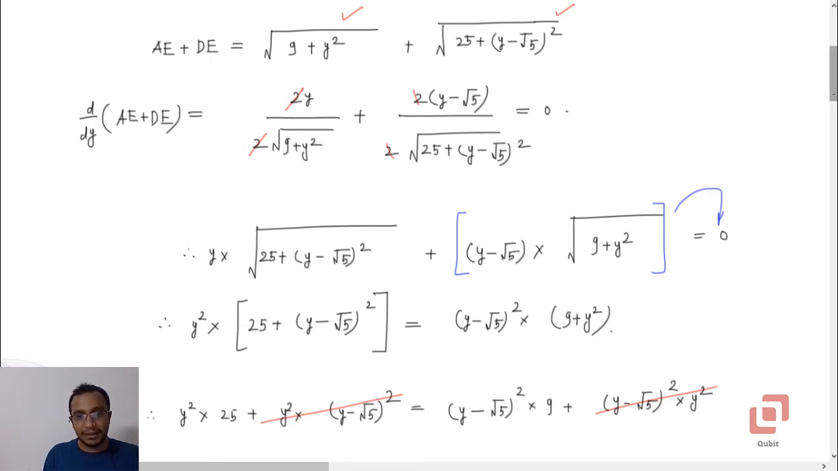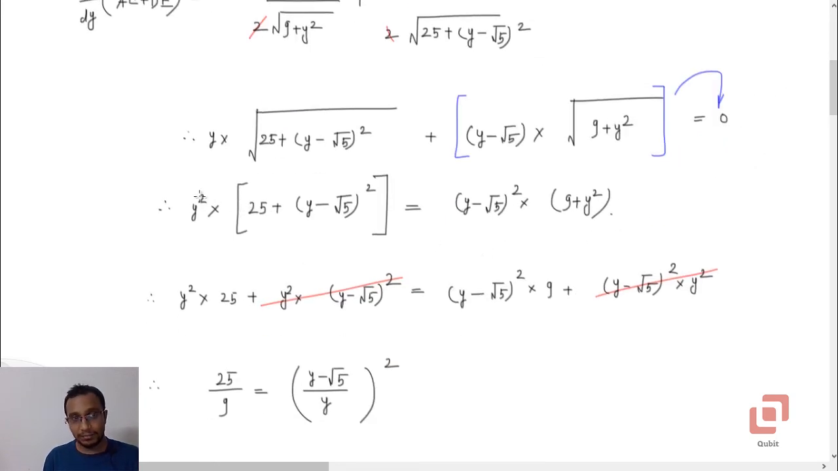Now open the brackets and cancel the terms y squared into (y minus root 5) squared, and the same thing will be there on the right hand side as well. So I have cancelled those two terms here. This leaves us an equation in y squared, which is 25y squared equal to (y minus root 5) squared into 9. Now simplify the terms.